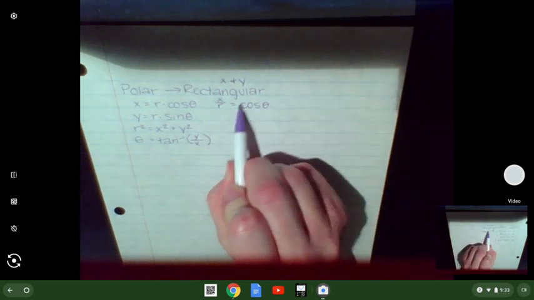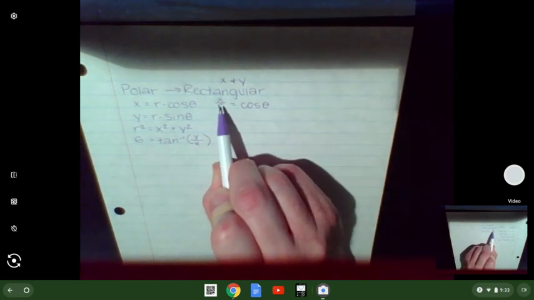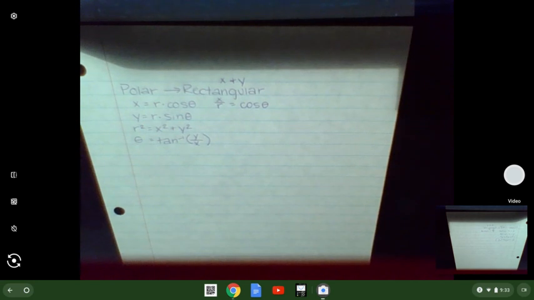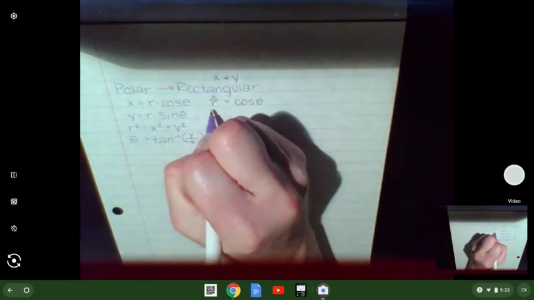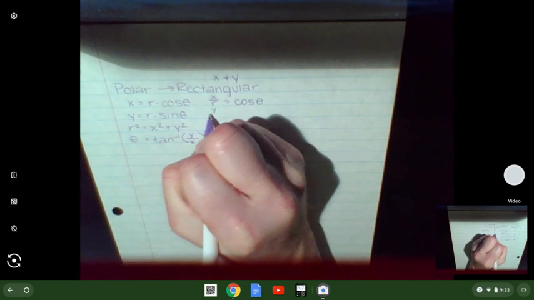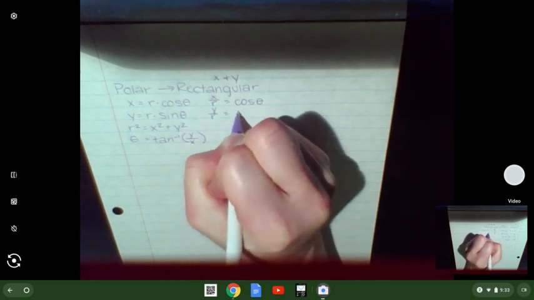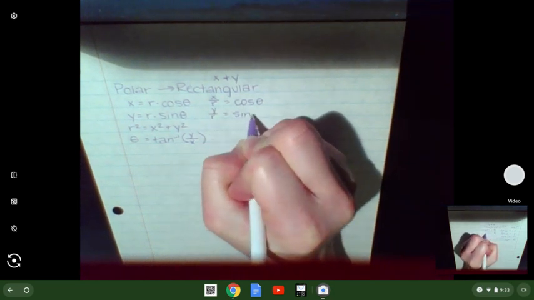But sometimes if we see a cosine, making this substitution will help, and then we can deal with the r later. Similarly, the second equation, if I divide both sides by r, will leave us with y divided by r equals sine theta. Very similar again to the first one.